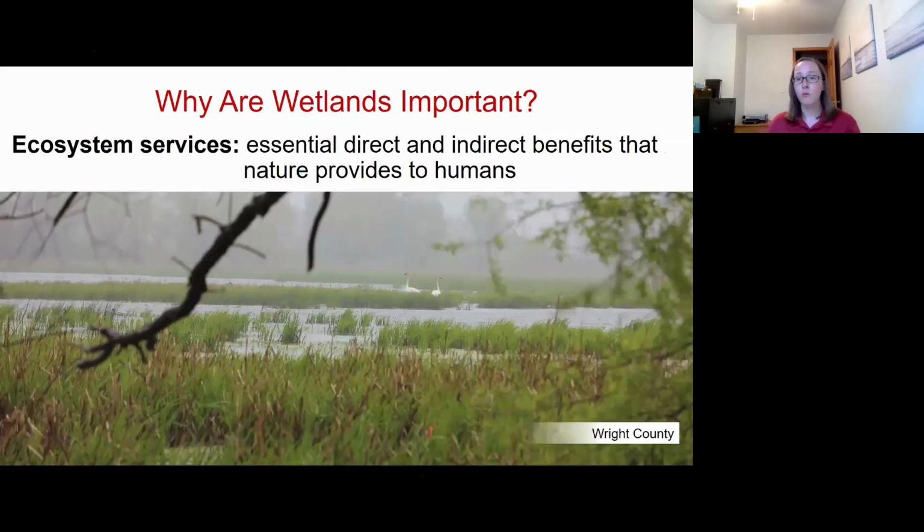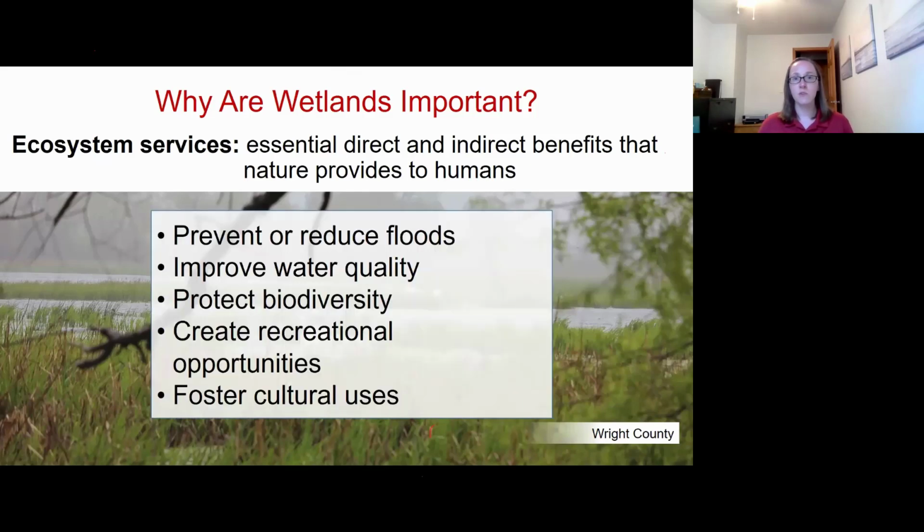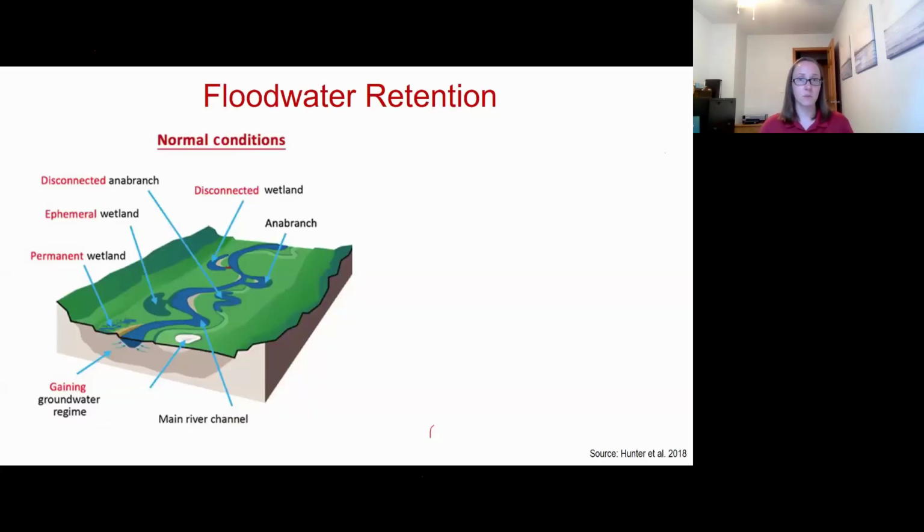Now, so far, we've gone over the where and what of wetlands, but now we're going to switch over to what wetlands do. Wetlands are important ecosystems because of the ecosystem services that they provide. Ecosystem services are the essential direct and indirect benefits that nature provides to humans. Wetlands provide things like flood prevention and flood reduction. They help to improve water quality. They can protect diversity, create recreational opportunities, and foster cultural uses. We're going to spend a little bit of time going over each of these ecosystem services, starting with floodwater retention.